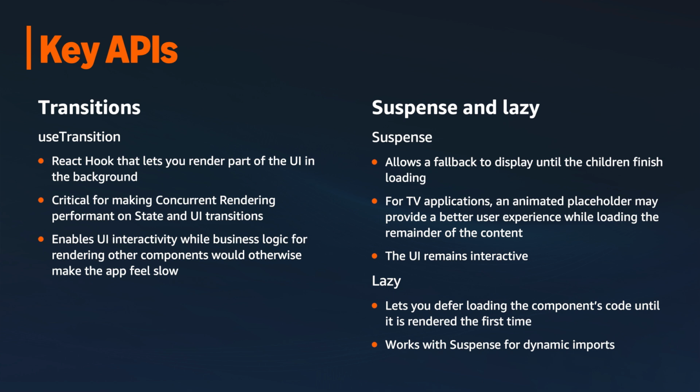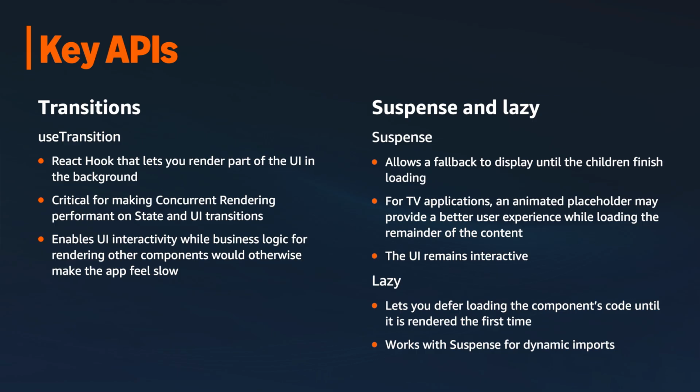The second API that I want you to look at is Suspense. Suspense is a fallback mechanism that displays a placeholder while the children finish loading that particular component. It's common in TV applications that you may be loading images, like artwork for movies or TV shows, that may be large and maybe a lot of them. And so Suspense would allow you to put a placeholder there while the network calls are downloading the images. And the UI remains interactive during this period, and then Suspense swaps out the placeholder for the real image once the content arrives.